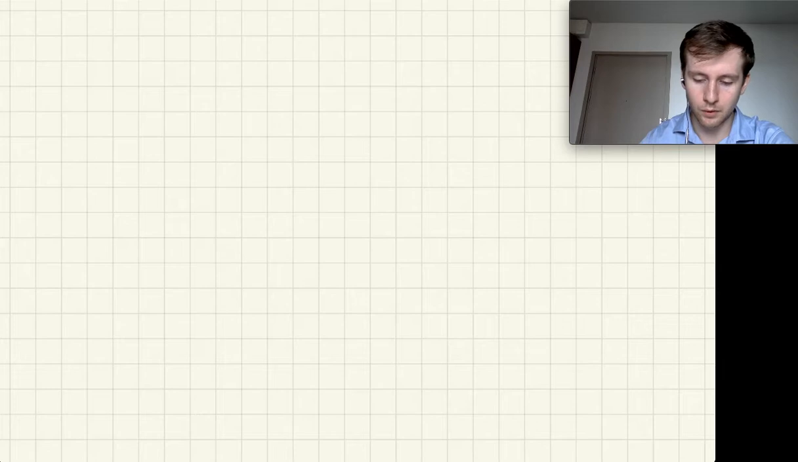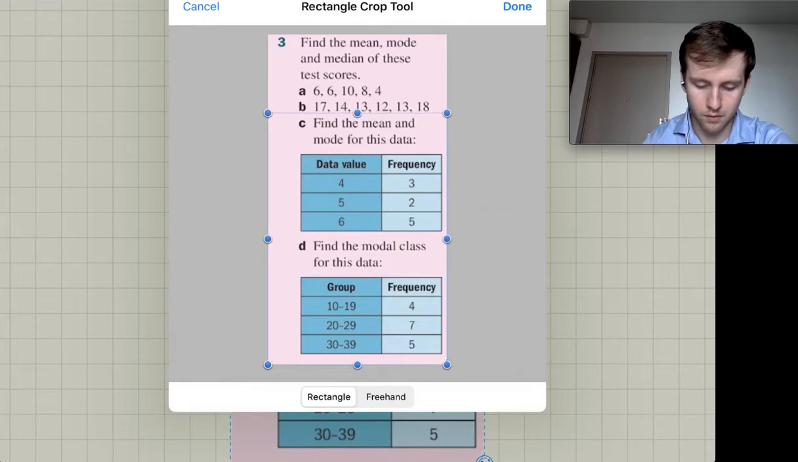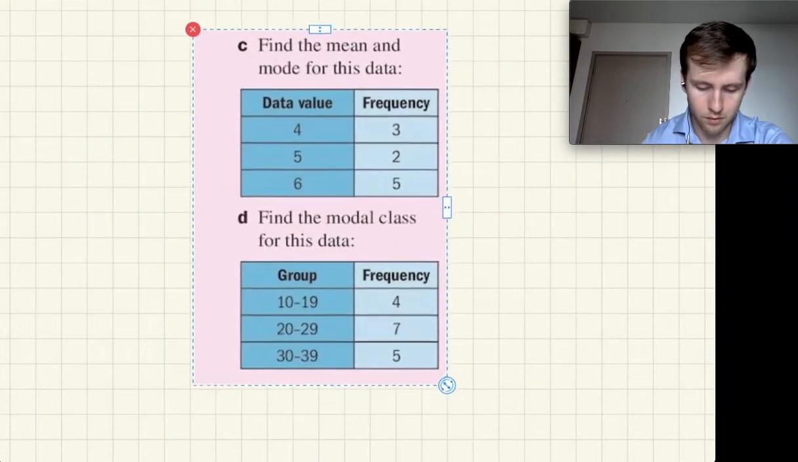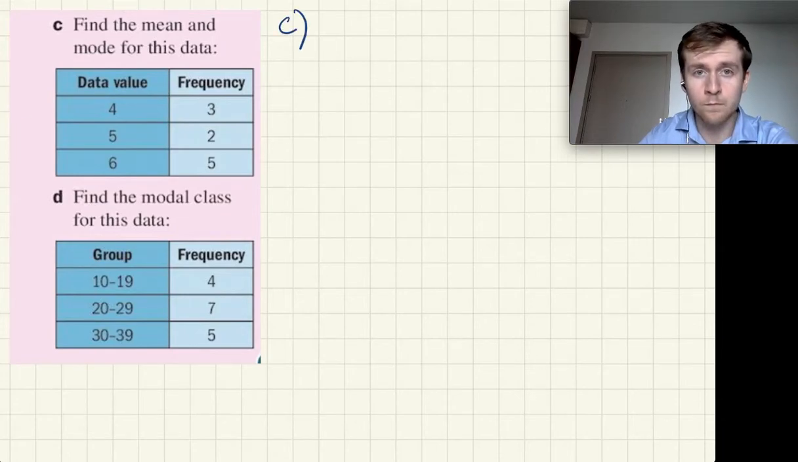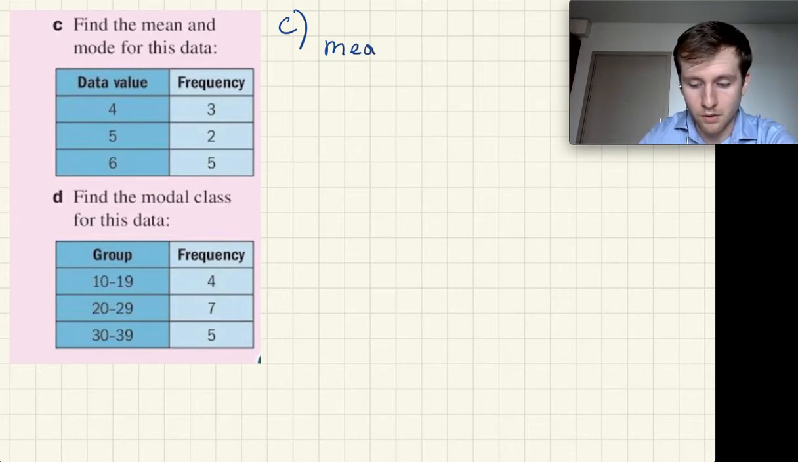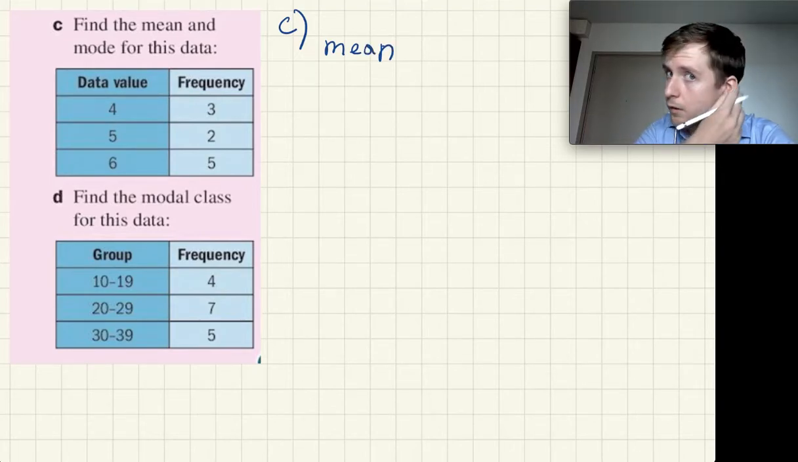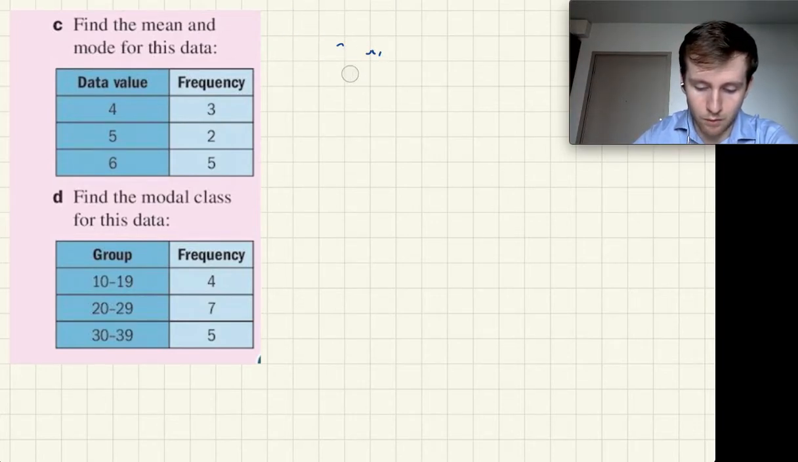Okay, so again I'm going to add this picture, but this time I need only the bottom part. Okay, we have to find mean and mode for this data. So first we do C. We have to find mean, so data value and then frequency. So in this case, if we have this kind of stuff, the way to find mean is, I think I'm going to write it slower. I'm going to write it here.